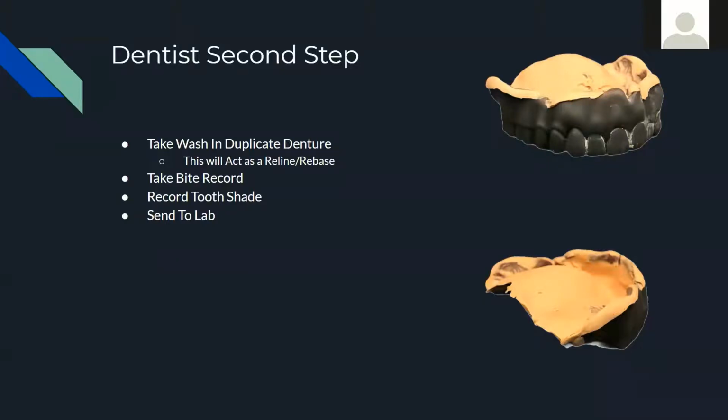Here's also when you'd want to take the bite registration. Then you'd also want to record the tooth shade along with the denture base shade. You'd want to make sure to use the Dentca shade guide because it can be a little off from any other shade guide, that way you get the perfect shade. Then you'd send this over to the in-house lab.